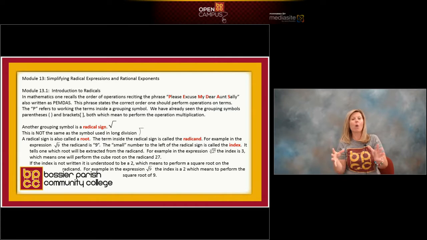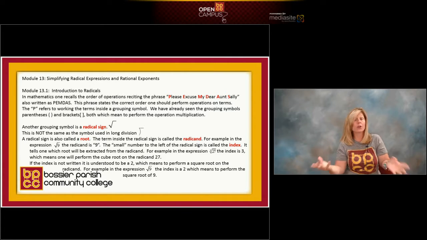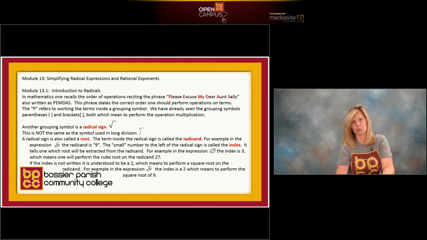Now, when we work with a radical sign, there's got to be a term inside. That term inside is called the radicand, and it could be a number or it could be a variable. If you look at the PowerPoint, I have an example. It says the square root of 9. Inside that radical sign, that root symbol, the radicand is the number 9. That's the number we're going to do the operation to.